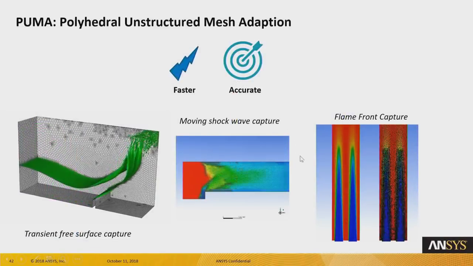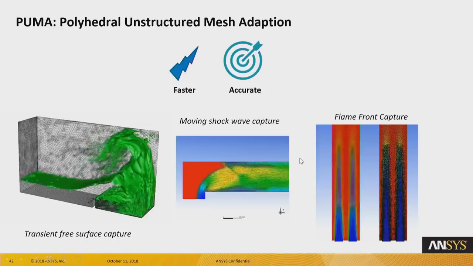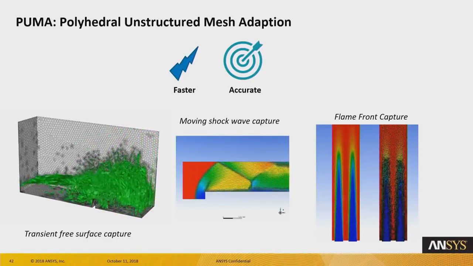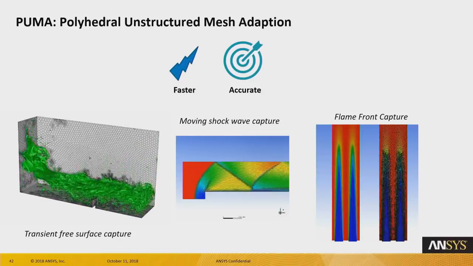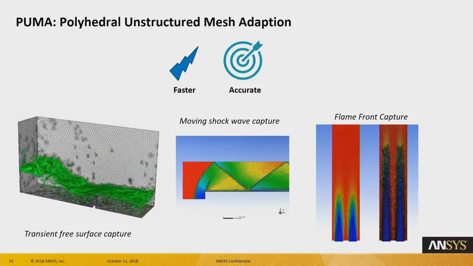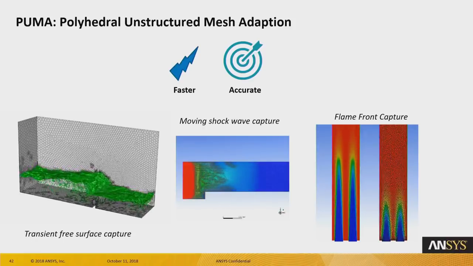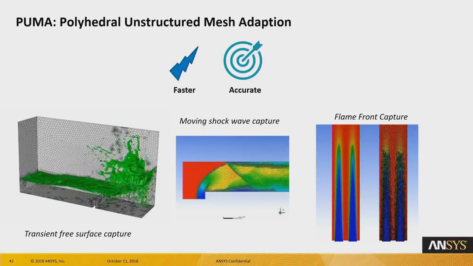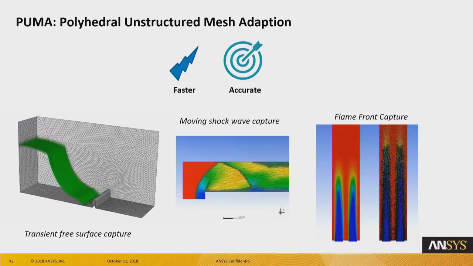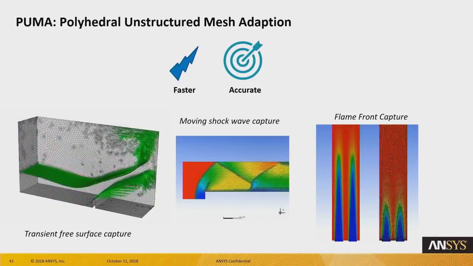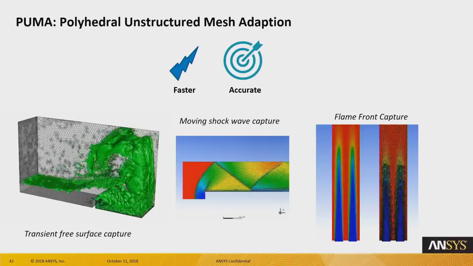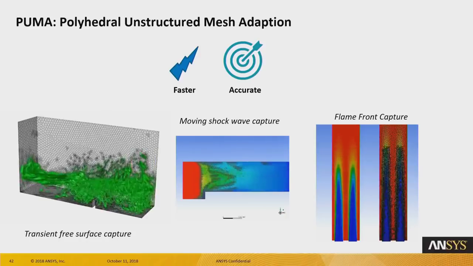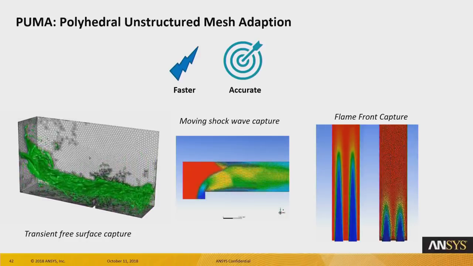There are a couple of other exciting innovations in the last two releases of Ansys. We have PUMA, which is the algorithm that allows you to refine the mesh in polyhedra by marking these cells based on some criterion, such as the density difference across the free surface or pressure difference. So you essentially refine the mesh on the fly. This was only possible with tetrahedral elements, and now it's possible with polyhedra as well.